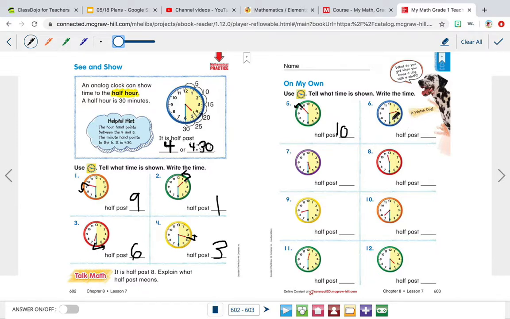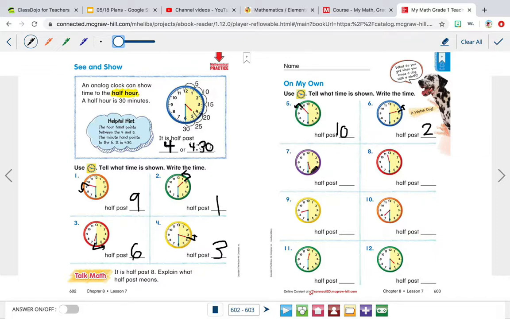Now we're going to see past. The minute hand is on the halfway point, and the hour hand is between 2 and 3. So we're going to go right to the middle. It's between 2 and 3, so we're going to pick 2. 2 is smaller. 2 is back in time. So 2:30.